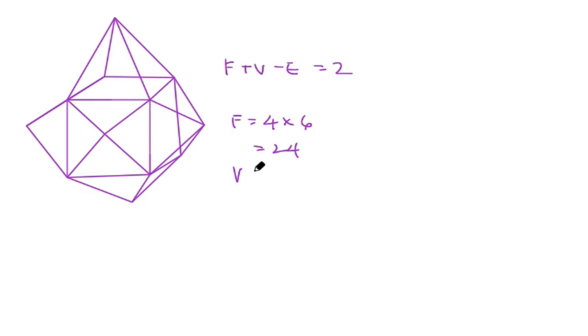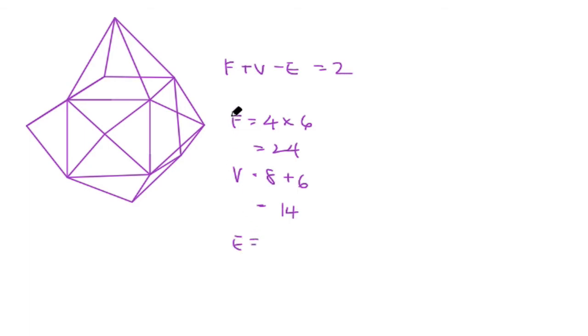For the number of vertices, we have 8 from the corners of the cube there, plus the vertices from the top of the pyramids, and that's going to be 6 of those. So we get 8 plus 6, and that's 14 vertices.